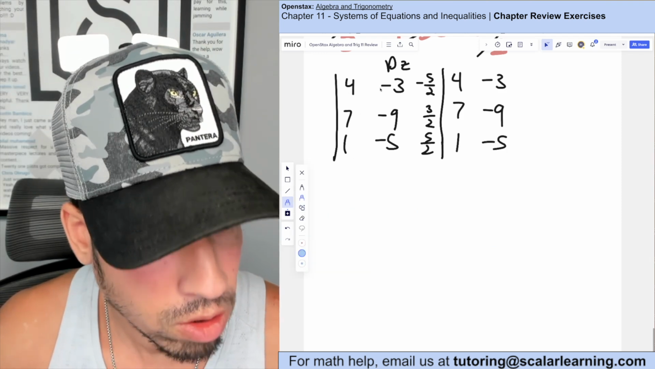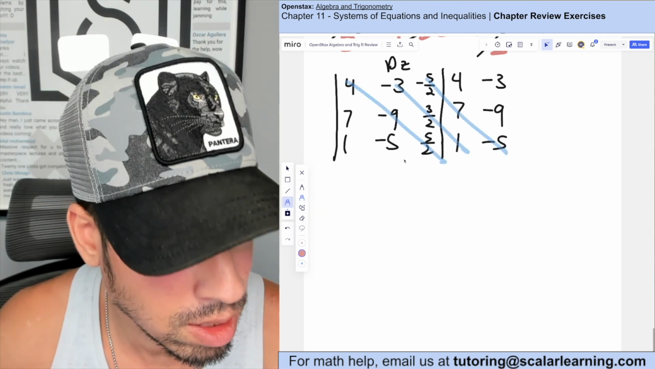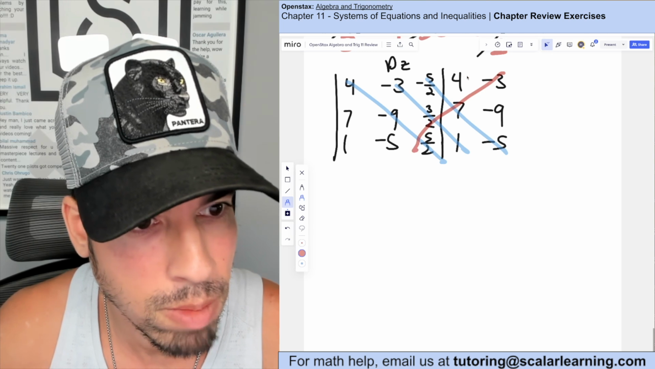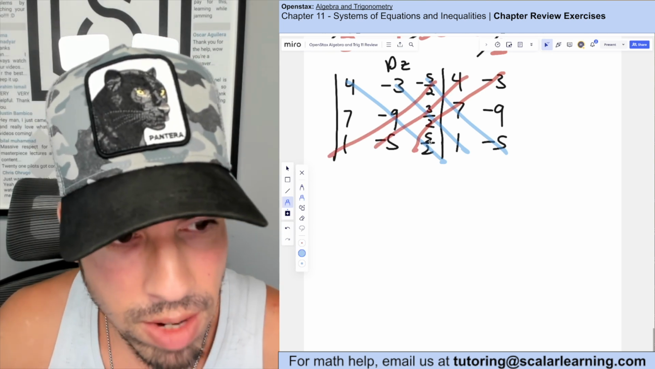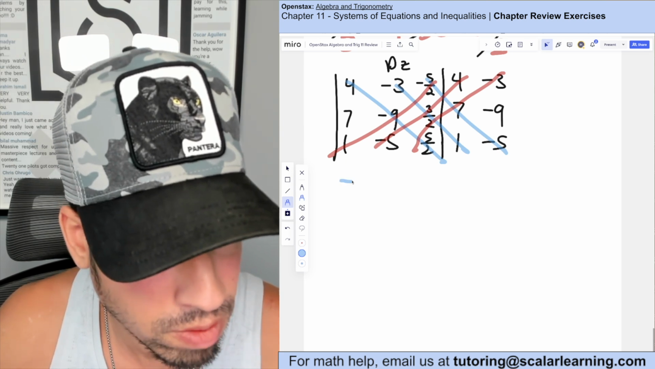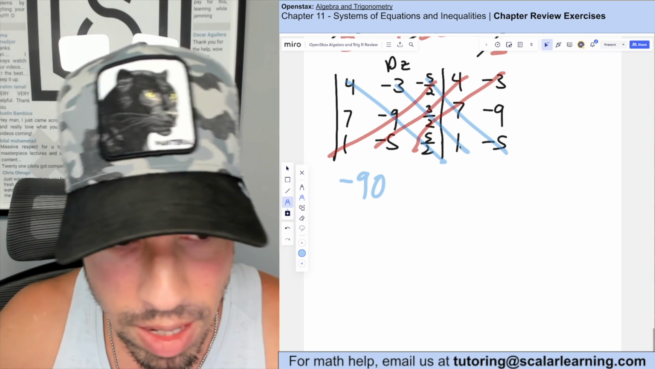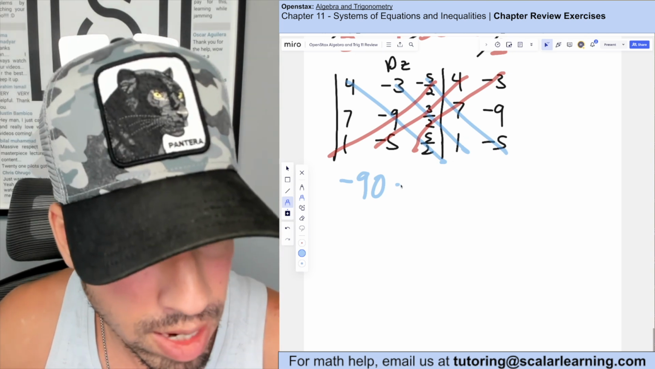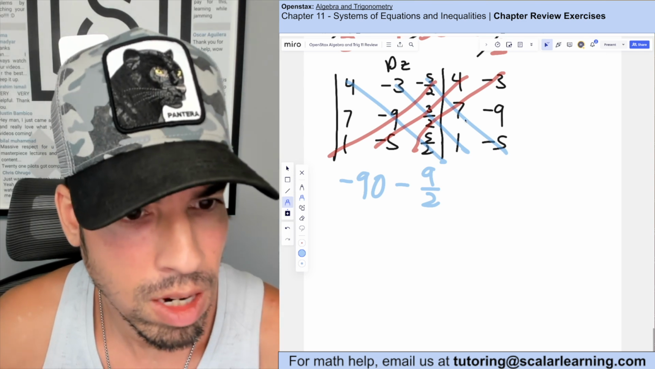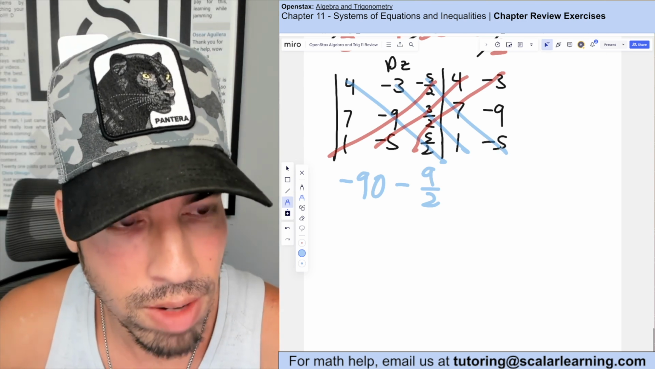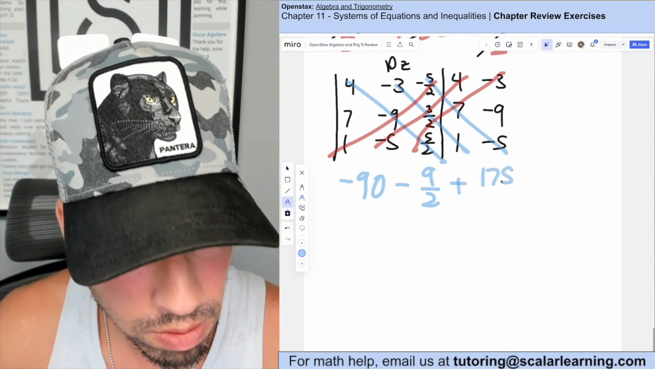And then to do the calculation, we're going to take the product plus the product plus the product, and then minus this product minus this product minus this product. Okay, let's write it out. 4 times 5 halves is 20 halves, which is 10, times negative 9 is negative 90. Negative 3 times 3 halves is negative 9 halves, times 1 is just that, so minus 9 halves. And then we got negative 5 halves times negative 5 is 25 halves, times 7 is positive 175 over 2.